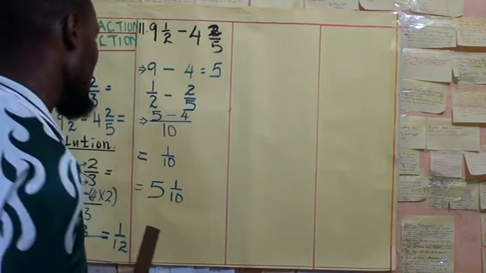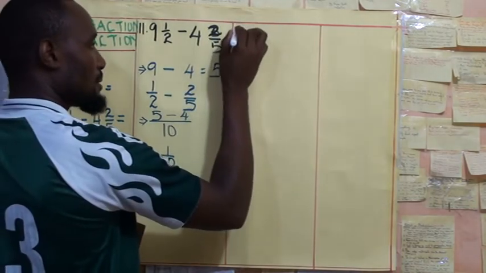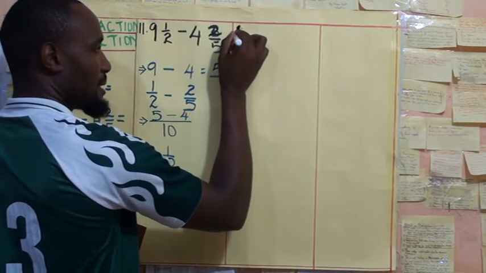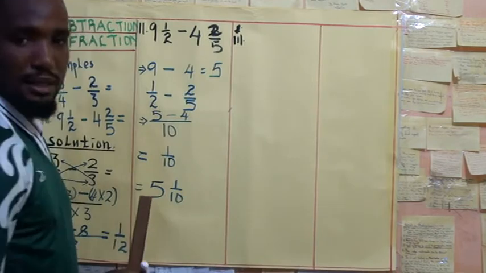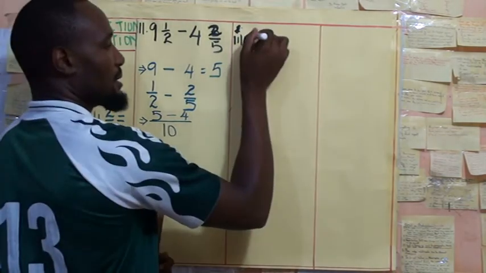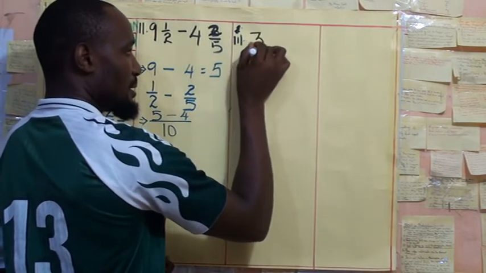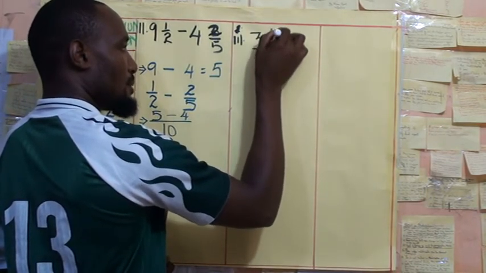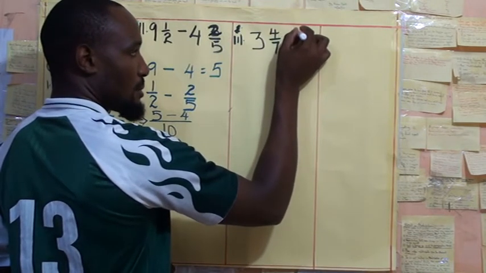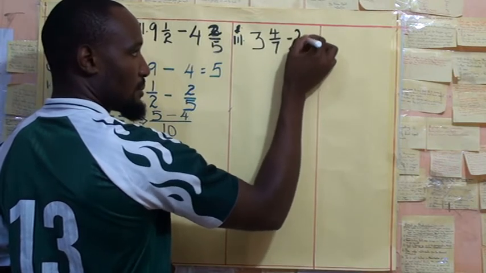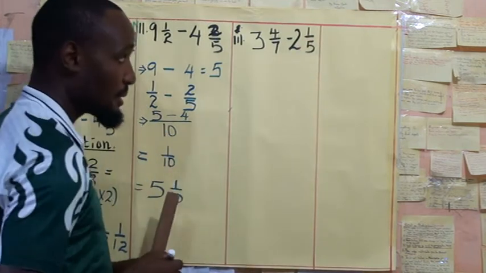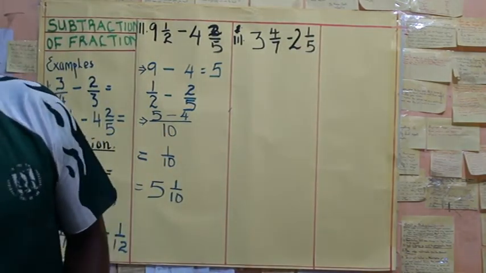Let's look for another number. Let's say another example, example 3. The example 3 I might give you is maybe 3, 4 over 7 minus 2, 1 over 5. Minus 2, 1 over 5. Solution.